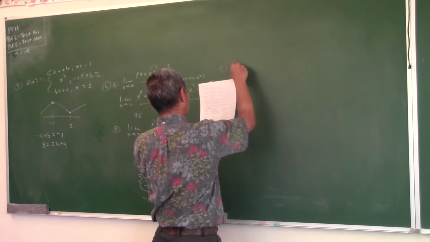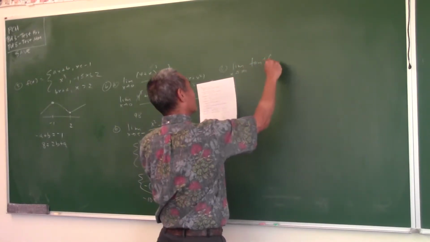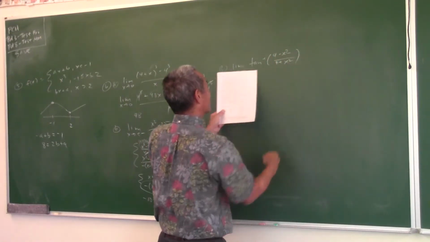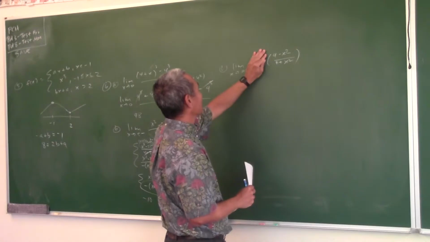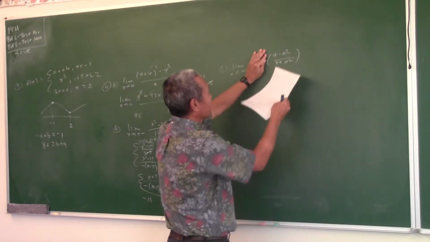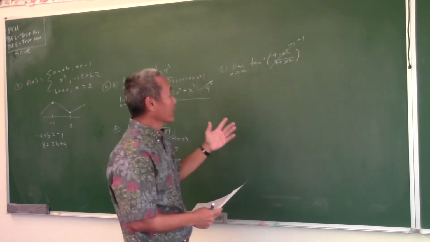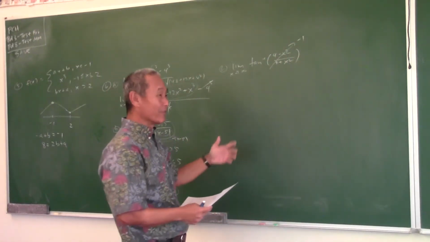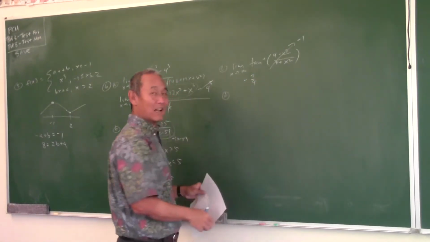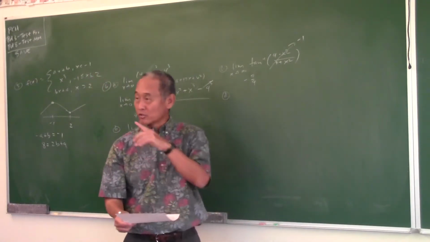C, limit as x approaches infinity of tan inverse of (4 minus x squared) over (4 plus x squared). Now, just look at the thing in the parentheses. What's the limit as x approaches infinity of that? Well, if the degree of the top and the bottom are the same, you look at the coefficients, negative 1. So the whole thing gets closer and closer to tan inverse of negative 1, negative pi over 4. How come it's not 3 pi over 4? Because it's not in the range. You got to know the range.